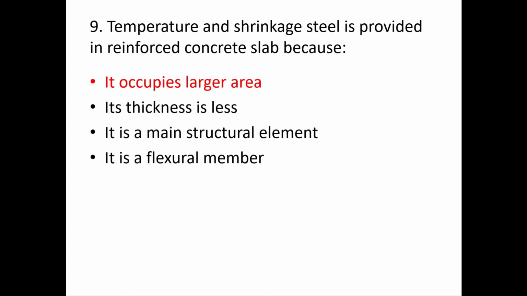Temperature and shrinkage steel is provided in reinforced concrete slab because it occupies larger area. We are having temperature and shrinkage reinforcement, which is invariably provided at right angles to the main longitudinal reinforcement in a slab. Because the surface area of the slab is large, temperature and shrinkage steel is provided as it occupies larger area. Okay, so move on to the next question.